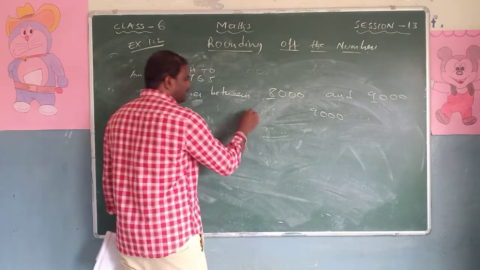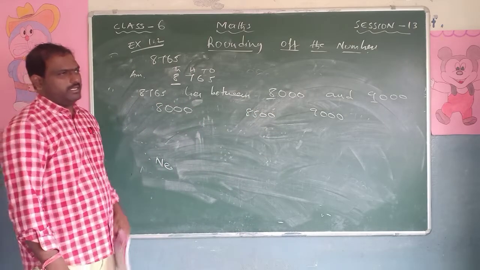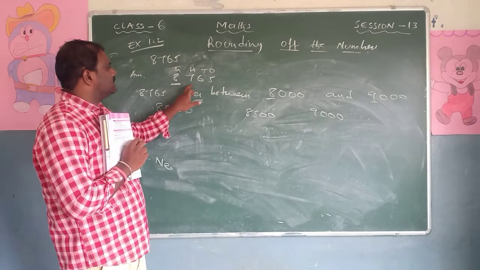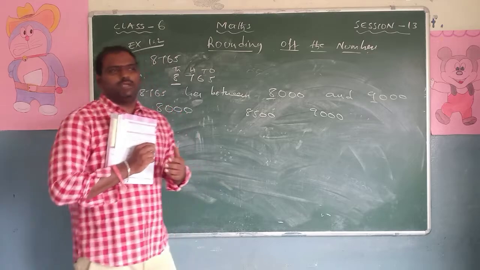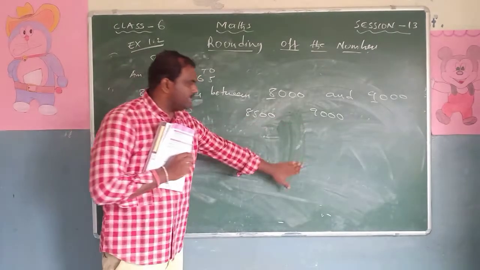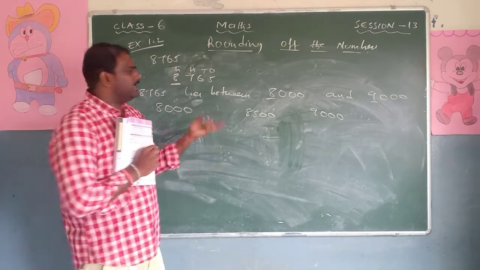After that, write the middle number. So what is the middle number? 8,500. Now look, 8,765, either here or here. Where will it be? It will be here only, because 8,500, 8,600, 8,700.